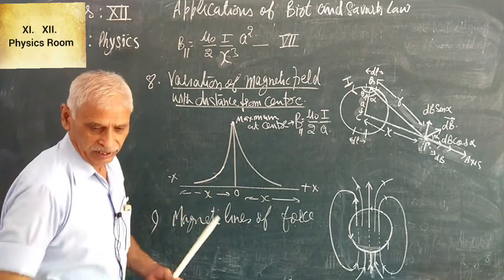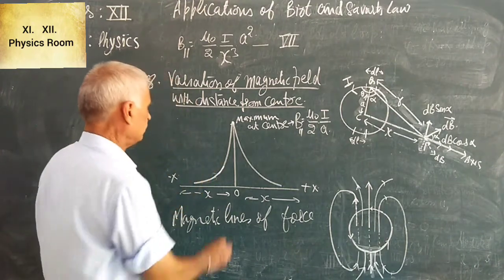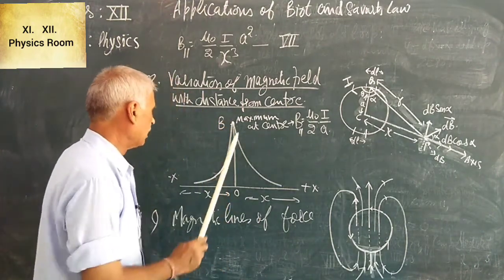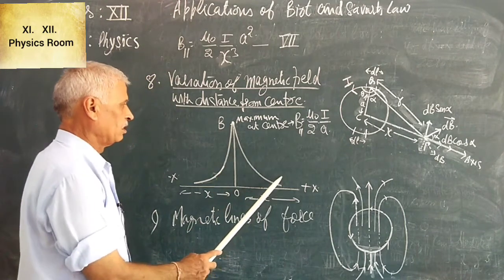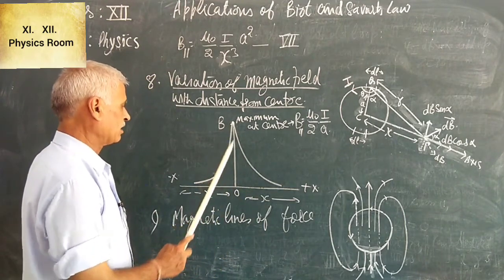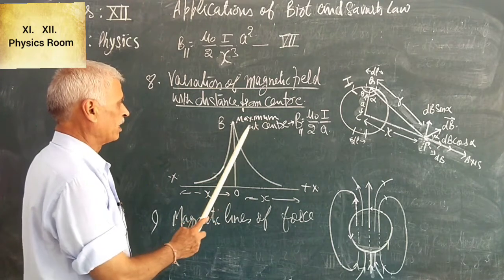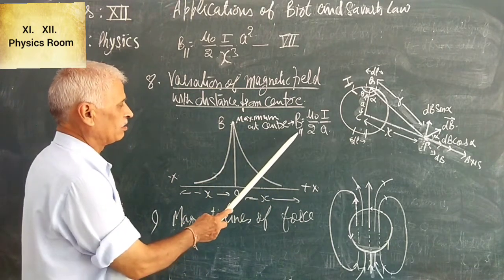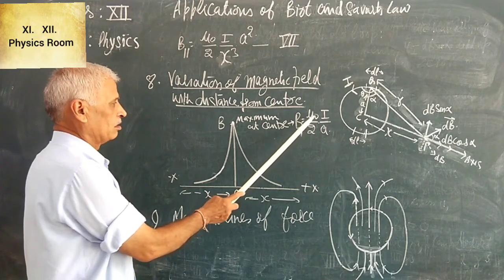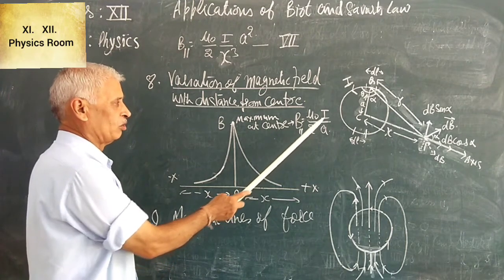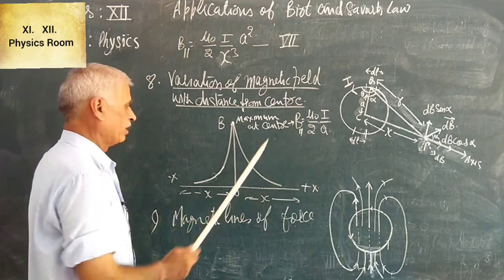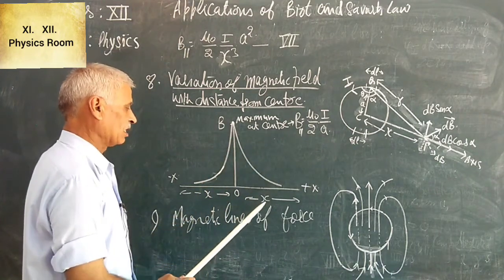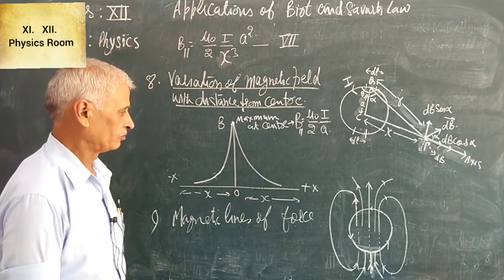So magnetic field varies with distance as shown in diagram. Now it is maximum at the center. When x is 0, then field is equal to B, which is equal to mu 0 by 2 I by a, and it is maximum at the center and reduced with the distance as x cube.